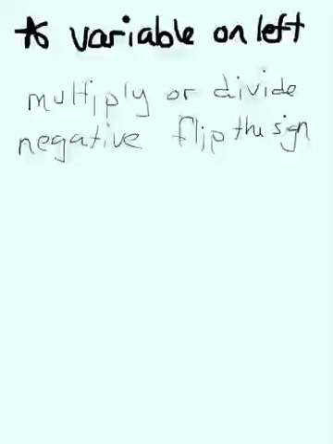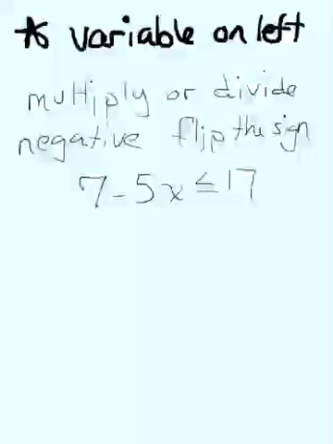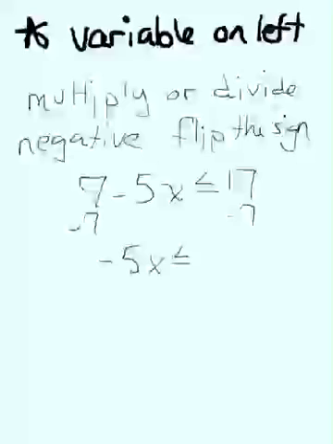Let's look at that first one. 7 minus 5x is less than or equal to 17. Treat it like a normal equation for right now. If we're solving for x, we have our x's on the left. What do we have to move? The 7. How? Subtract 7. You're going to get negative 5x is less than or equal to 10.